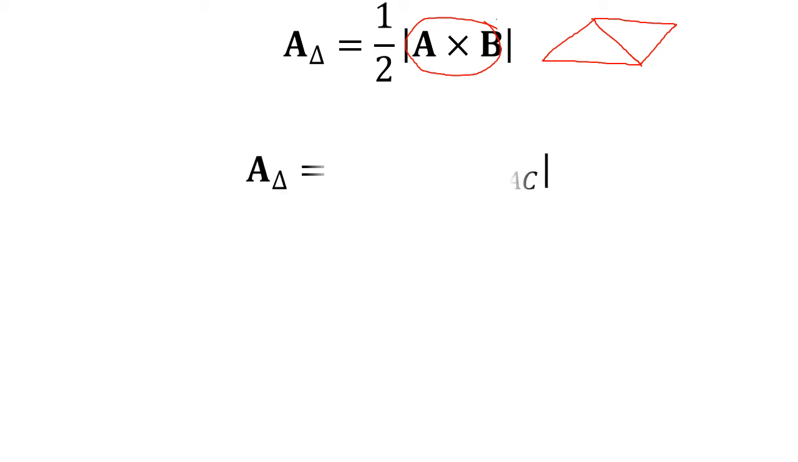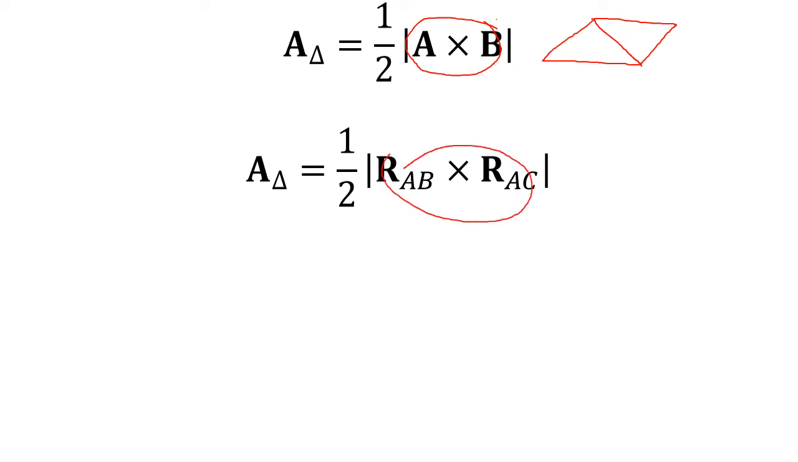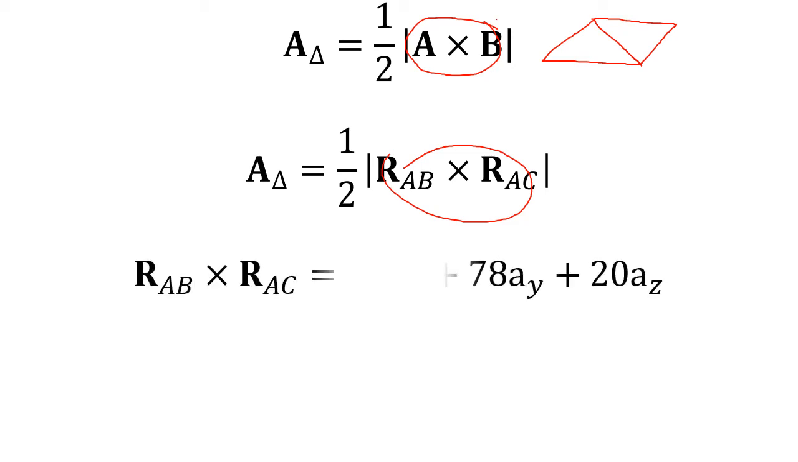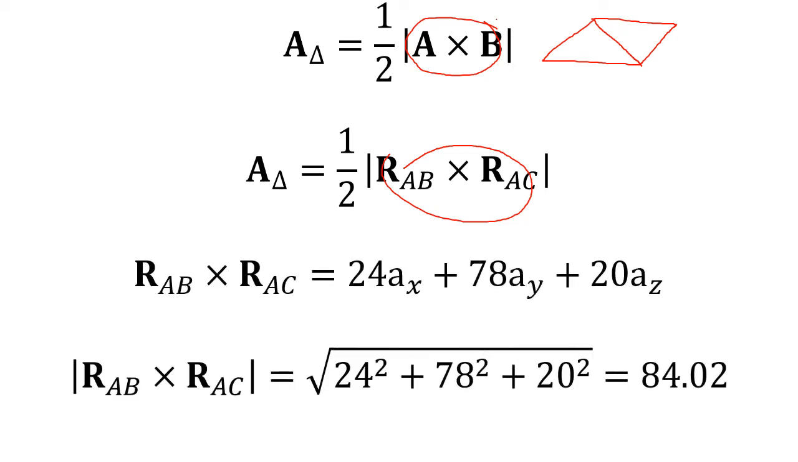So, sa particular problem natin, the area of the triangle will become 1/2 times the magnitude of the cross product ng vector RAB and vector RAC. And since alam na natin yung cross product ni RAB and RAC from part A, kukunin na lang natin yung magnitude niya using the formula. Yung mga square root squared squared. So, 24 squared, 78 squared, 20 squared. Then take the square root.